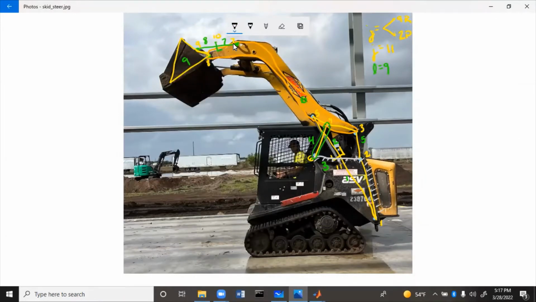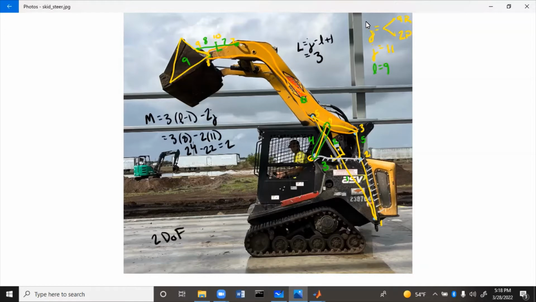So then number of loops, L equals J minus L plus 1 is going to equal 3 loops. So we'll have 2 loops down at the bottom, and then we'll have 1 loop up at the top. And then we can calculate degrees of freedom, or the mobility. M equals 3 times (L minus 1) minus 2J. So that's going to be 3 times 8 minus 2 times 11. 24 minus 22 equals 2, which matches with the 2 degrees of freedom because we have 2 actuators.